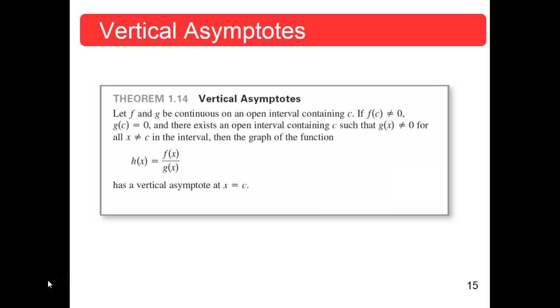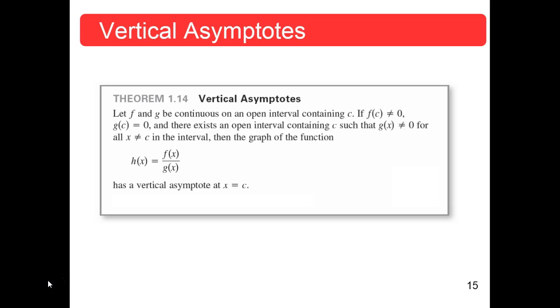All right. Where we left off was talking about vertical asymptotes. We had introduced basically what they were. Here is the theorem that directs them. Okay. Let f and g be two continuous functions on an open interval containing some number c. So here's the interval. f and g are continuous on that interval. c is somewhere in the middle of that. Okay? Not necessarily the dead middle, but somewhere in between in the interval.